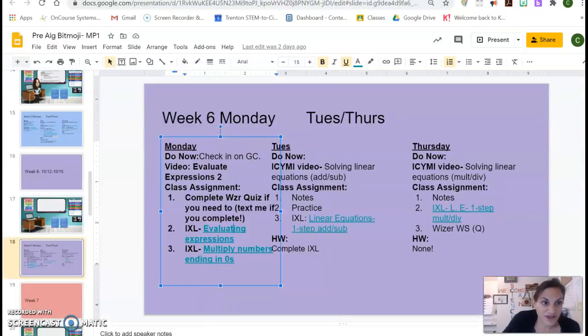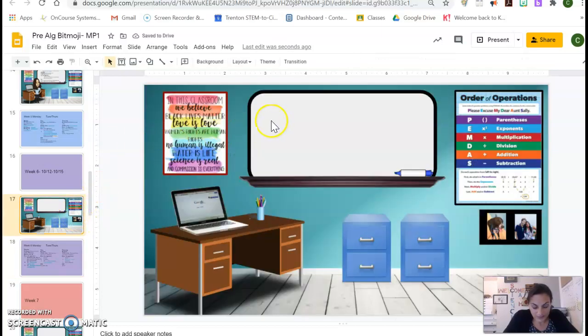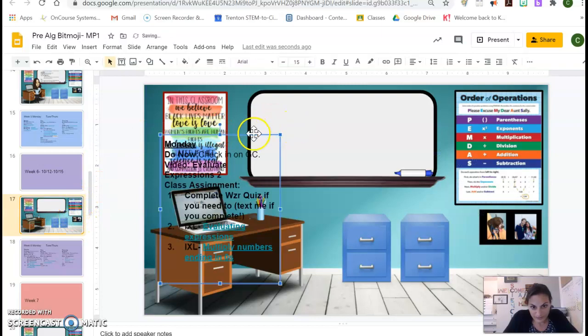The last thing that I would like you to do is to do the multiplication of numbers ending in zeros, okay? That is like a super basic skill, so it should be, again, like super easy 100. And then you're going to complete those. And I'm going to copy that, paste that guy. So that is your Monday assignment.